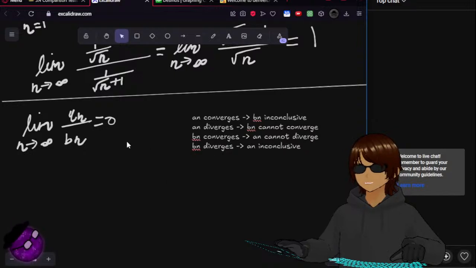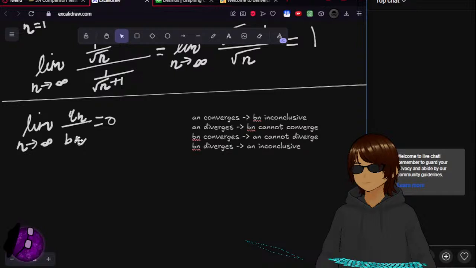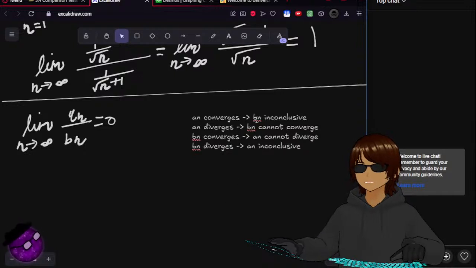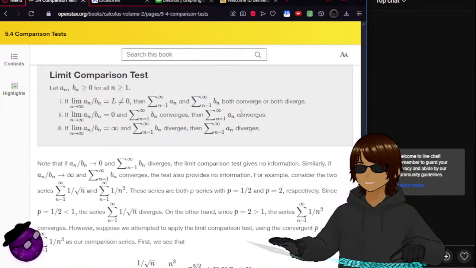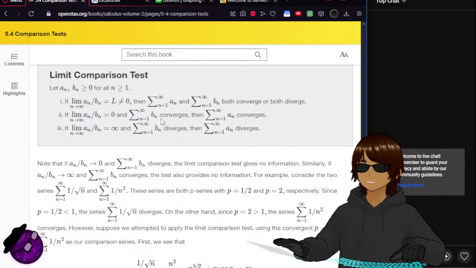Bn diverges. An could also converge, and their division is going to infinity. I mean, going to 0. I'm unsure about the inconclusive one, but this I can understand. And the contrapositive would be if an diverges, then bn diverges.